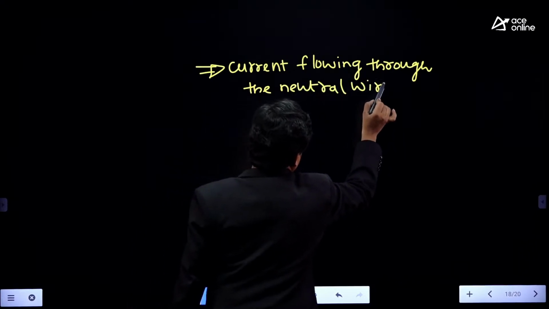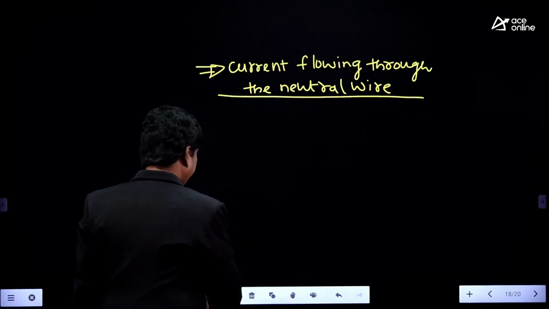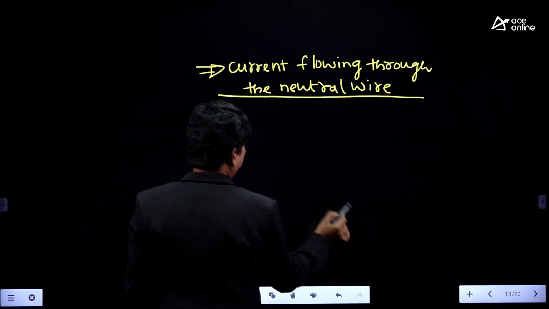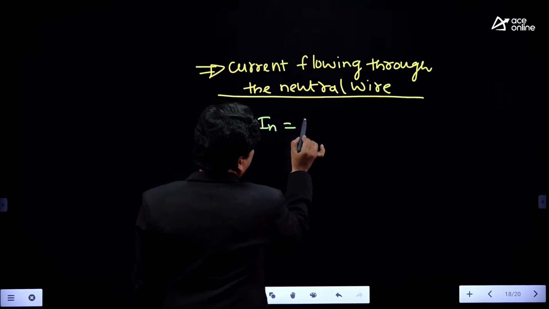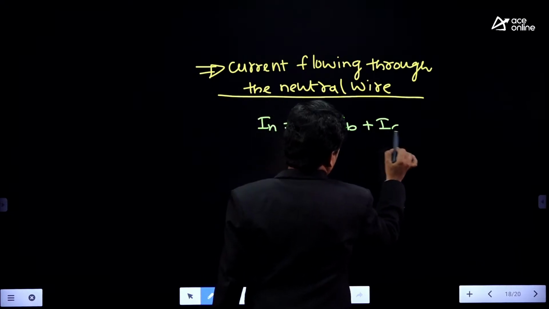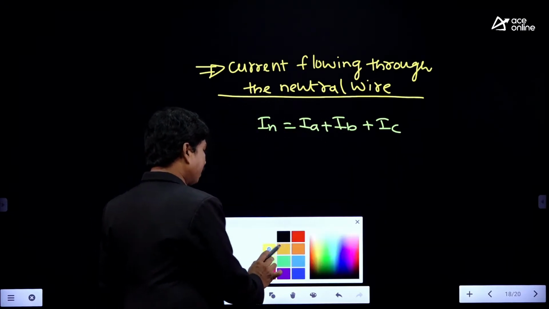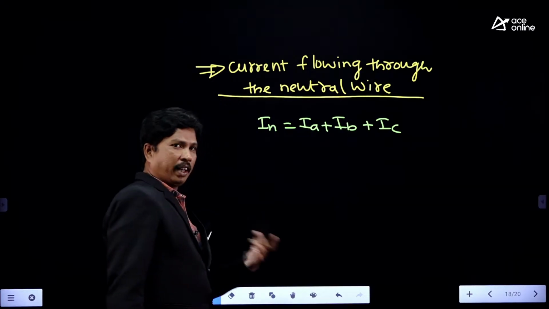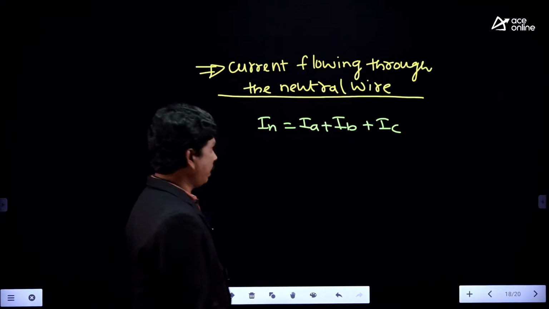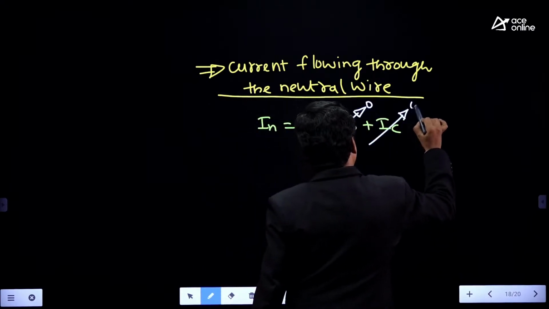Neutral wire. What is the neutral wire current? The neutral wire current IN is equivalent to IA plus IB plus IC. Actually, entering current is equivalent to leaving currents. And we know as the fault is only in the A phase and there is no fault in B phase and C phase, we can write that the B phase current is 0 and the C phase current is also 0.